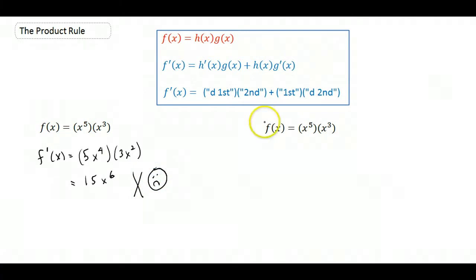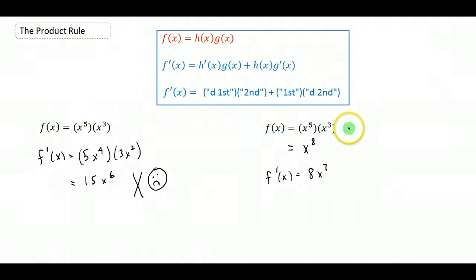Let's actually take a look at the function f at x, and instead of taking the derivative first of all, let's expand it. So x to the fifth times x cubed is x to the eighth. And now we can apply our power rule to this single term. So we know that f prime at x is actually 8x to the seventh. So the exponent comes down front, and I subtracted 1 from the exponent. So I get 8x to the seventh.